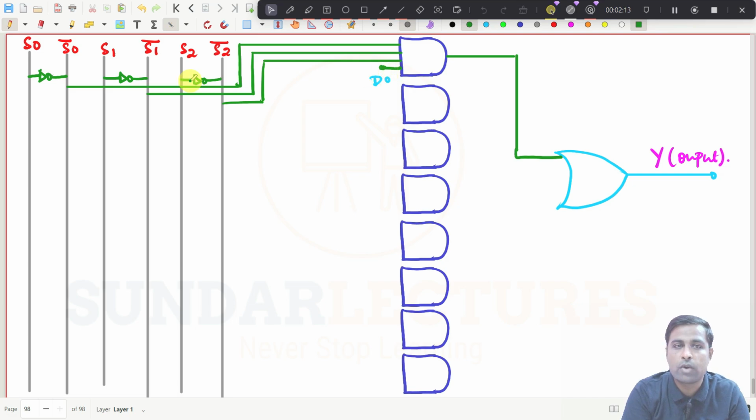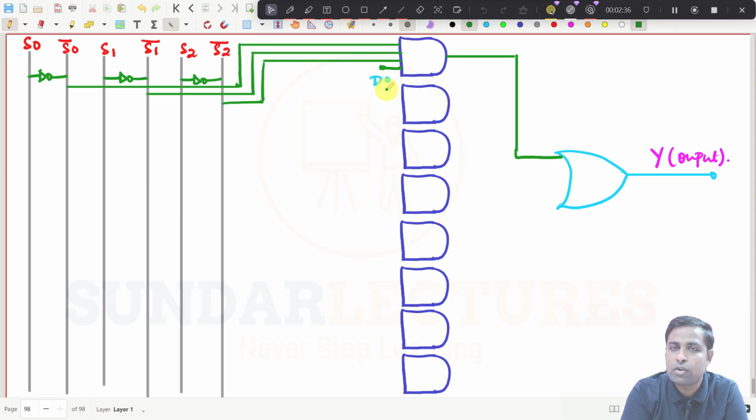Then what happens now? If 0 0 0 input is given to S0, S1 and S2, and S0 bar, S1 bar, S2 bar are now 1, that is given to the AND gate, and whatever you have given in D0 will now be transferred to the OR gate. Why? If I give 1, then everything is 1, so the AND gate output will be 1. That will be connected to the OR gate. So if the OR gate gets 1, the output will be 1, simply.